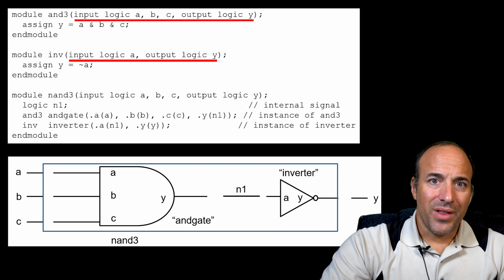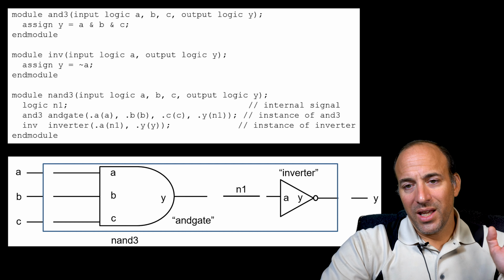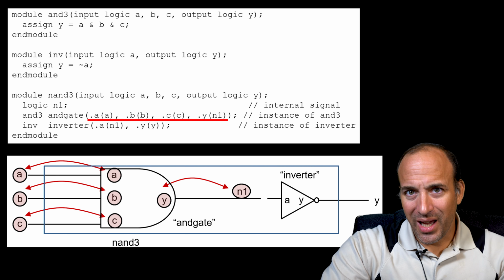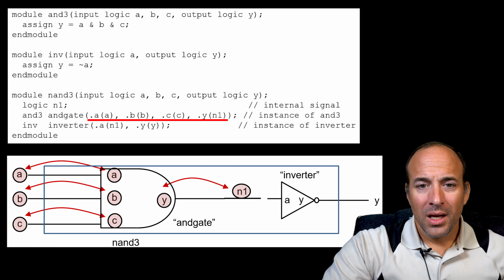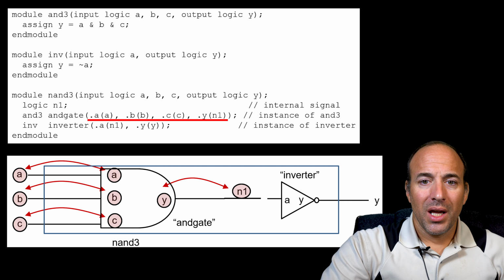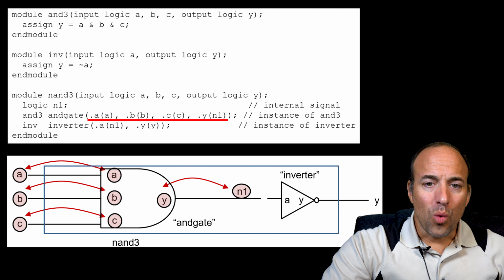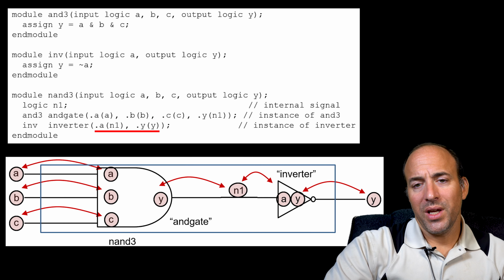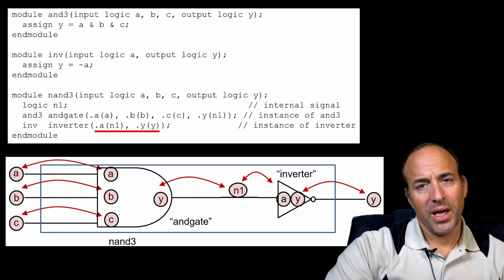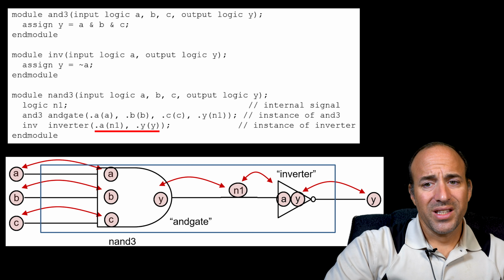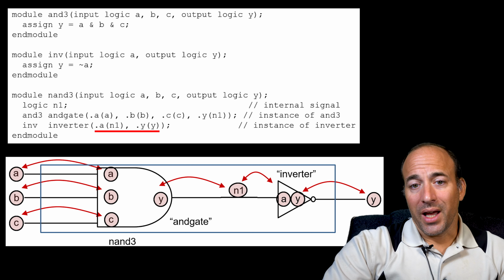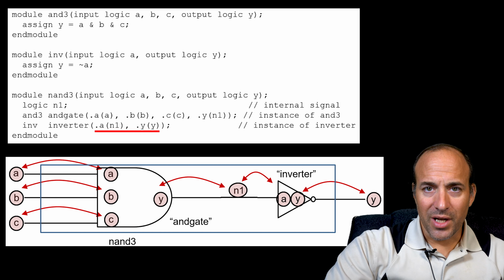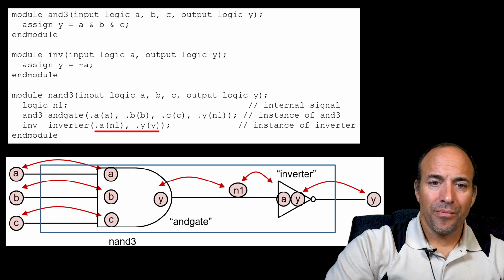The port mapping of the and3 module will connect the inputs of NAND3 to the inputs of and3, and the output of and3, Y, to the internal signal N1. The port mapping of the INV instance connects the internal signal N1 to its input A and connects its output Y to the output Y of the top-level NAND3 module.